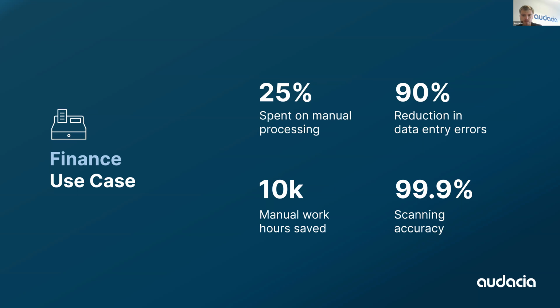And the other one that I want to go through on this slide is the 99.9% accuracy scanning. This was taken from an article about Fujitsu. They implemented document intelligence into one of their platforms, and they were able to achieve 99.9% character recognition on the documents they were processing.